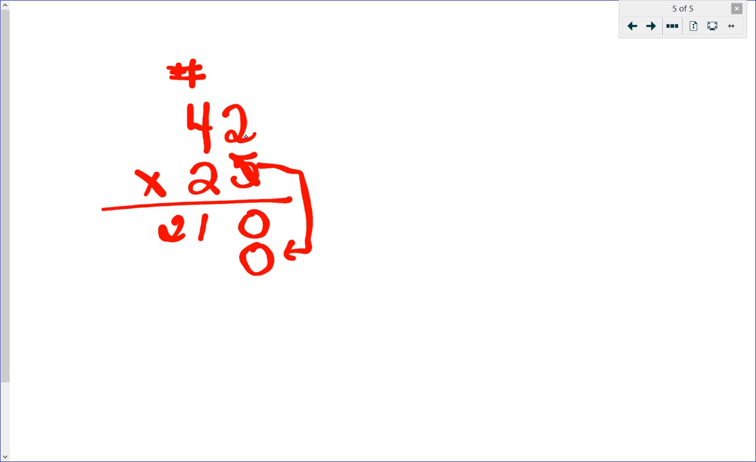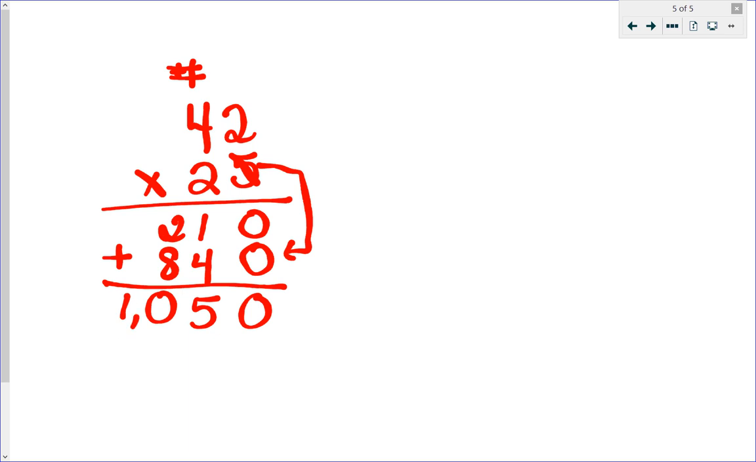Next part, we look at it as 42 times 2. 2 times 2 is 4. 2 times 4 is 8. Now if you notice when I do my 2 times 2, I want my first answer to be right under the tens column. So when I do 2 times 2, I want to put it right under that 2 that I'm multiplying from. Alright, and then we add them together. 0 and 0 is 0. 1 and 4 is 5. 8 and 2 is 10. And I have 1,050. Let's double check it with our other method.